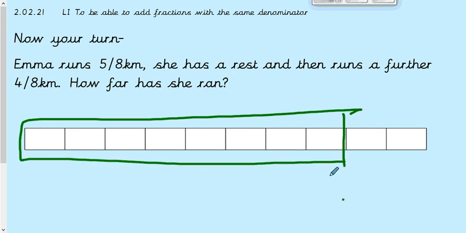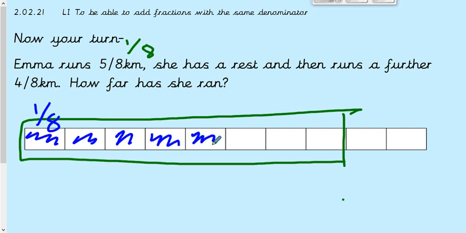Okay, let's go through it together then. All I've done so far using this fraction strip is split it up into one whole, because we know the fractions we're looking at are eighths. So I just counted 1, 2, 3, 4, 5, 6, 7, 8. That is the equivalent to a whole, and I just put a box around it. She runs 5/8, so let's colour in 5/8. I'll use a different colour, let's use blue. Remember these are all 1/8, and if she ran 5, we're going to do 1, 2, 3, 4, 5.